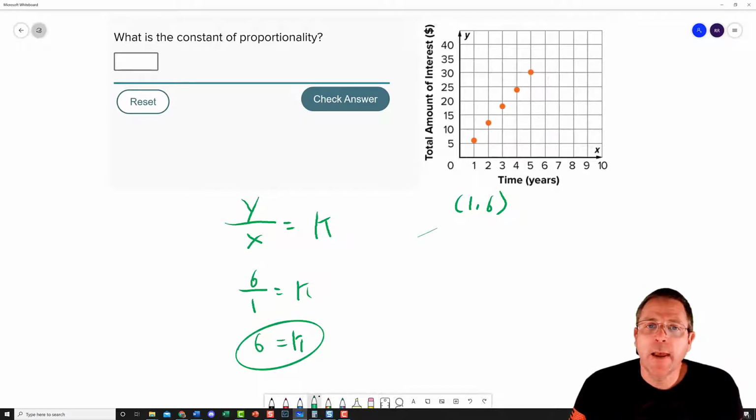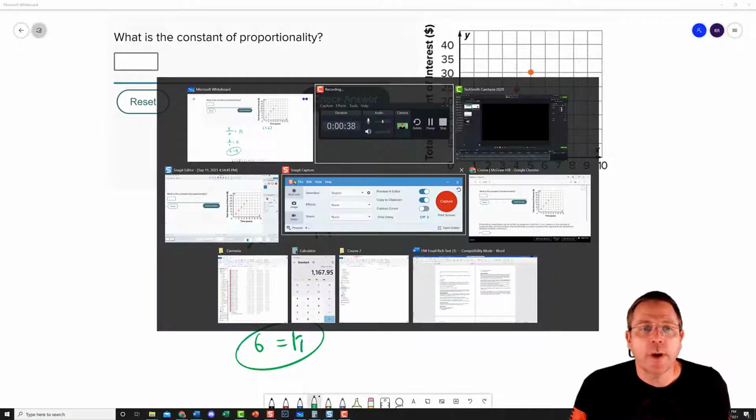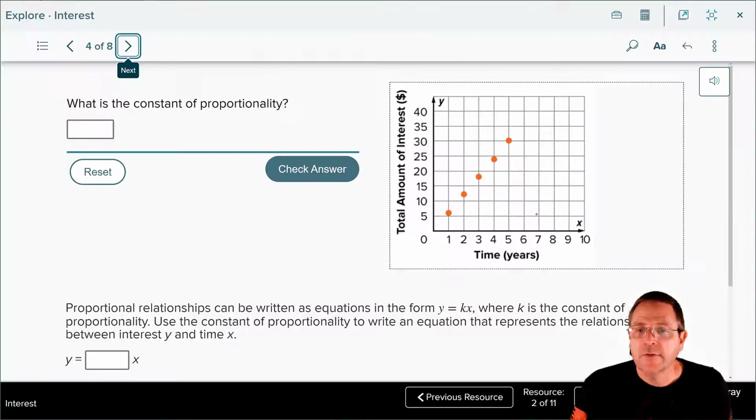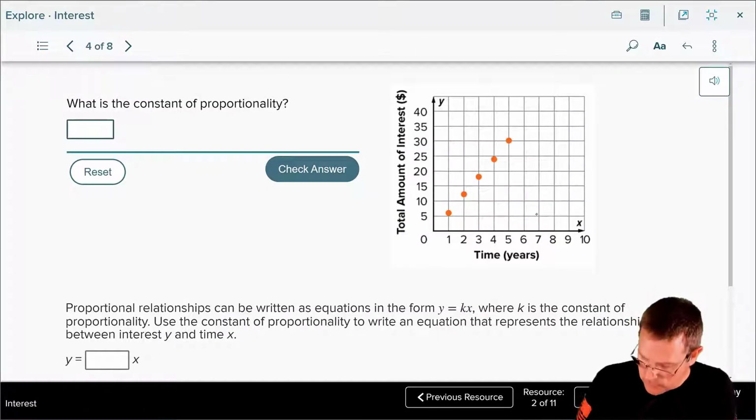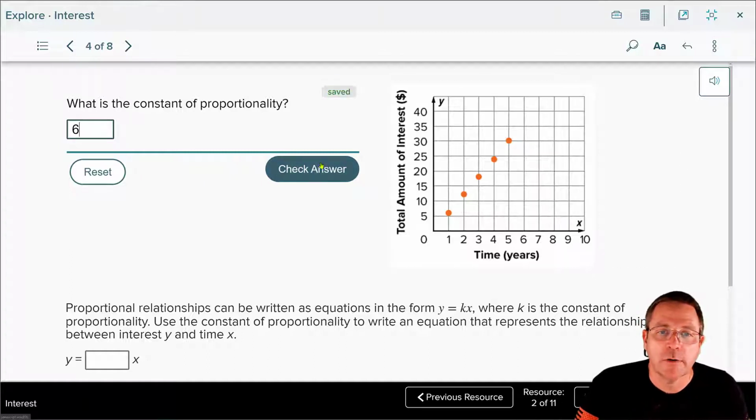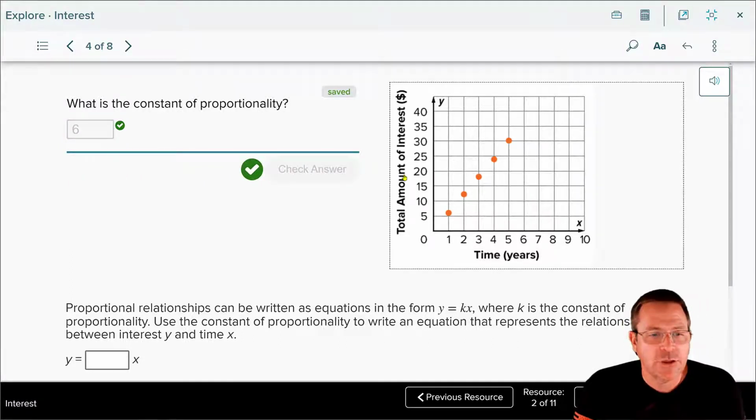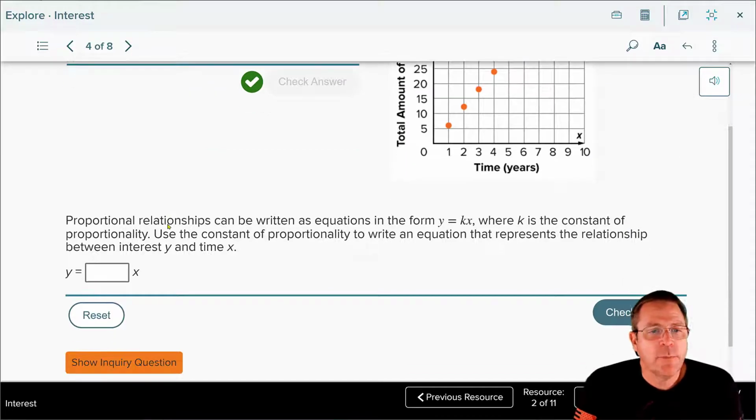It doesn't matter which one of those ordered pairs you work with, you're going to get the same constant of proportionality. So we're going to plug in a 6 for our constant of proportionality, and that checks. Next, it says proportional relationships can be written as equations in the form y equals kx, where k is the constant of proportionality.